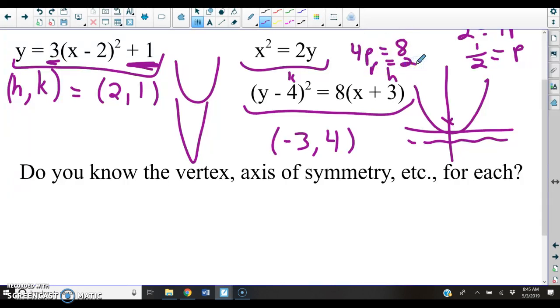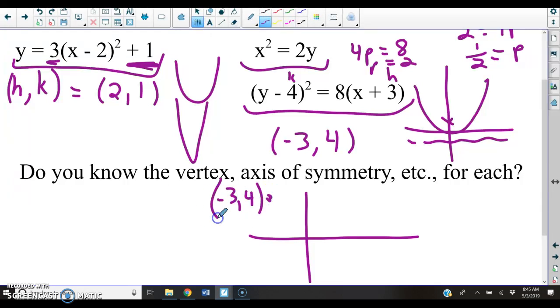It's positive, it's going to go in the positive direction. So we got negative 3, 4 for our vertex. Oh, I did negative 4, 3, sorry. Negative 3, 4 for our vertex. And the p is positive, I'm going to go to the right, so my focus is going to be at negative 1, 4. So it could probably move over a little bit. And my directrix will be behind it. It's going this way. Right?